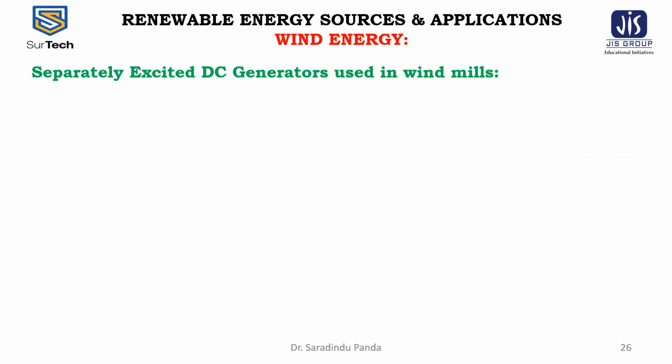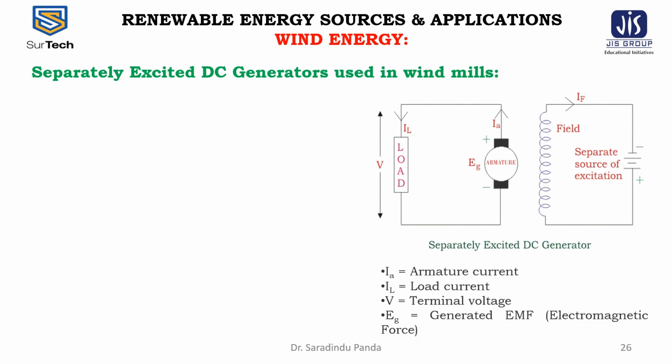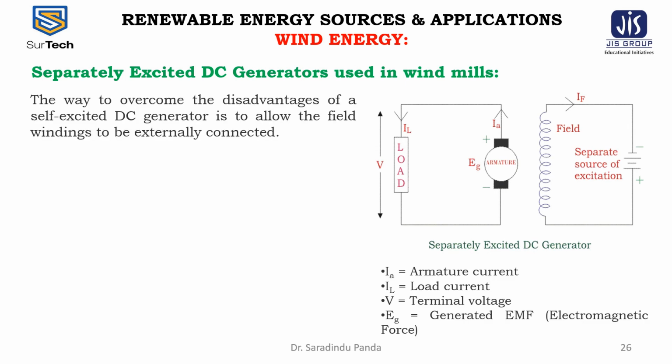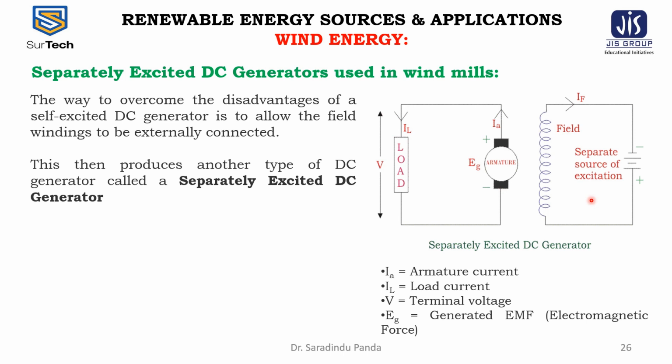Separately excited DC generators are the way to overcome the disadvantage of the self-excited DC generator, which is to allow the field windings to be externally connected. This is the externally connected winding, and this then produces another type of DC generator called the separately excited DC generator, where IA is the armature current, IL is the load current, V is the terminal voltage, and EG is the generated EMF or electromotive force.